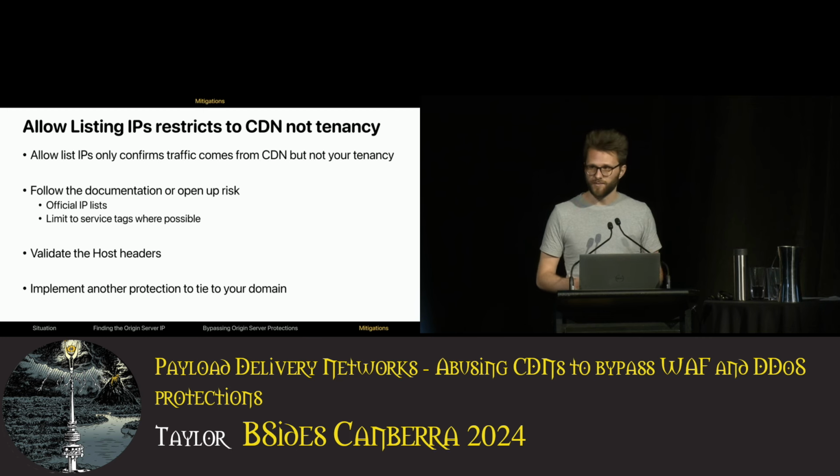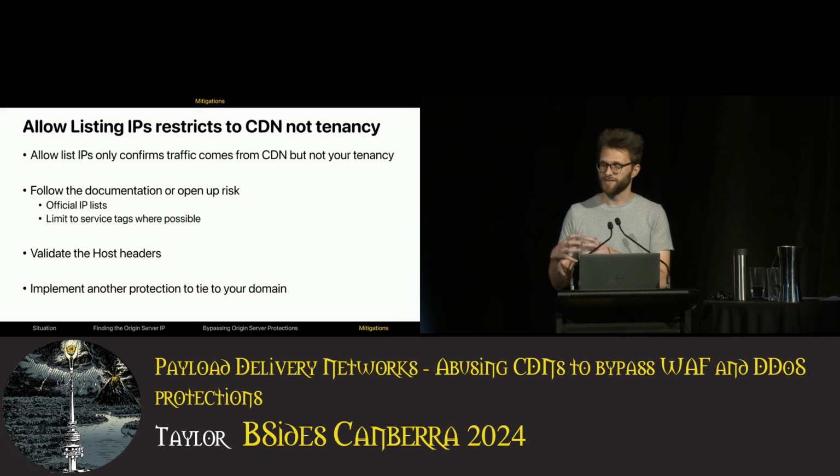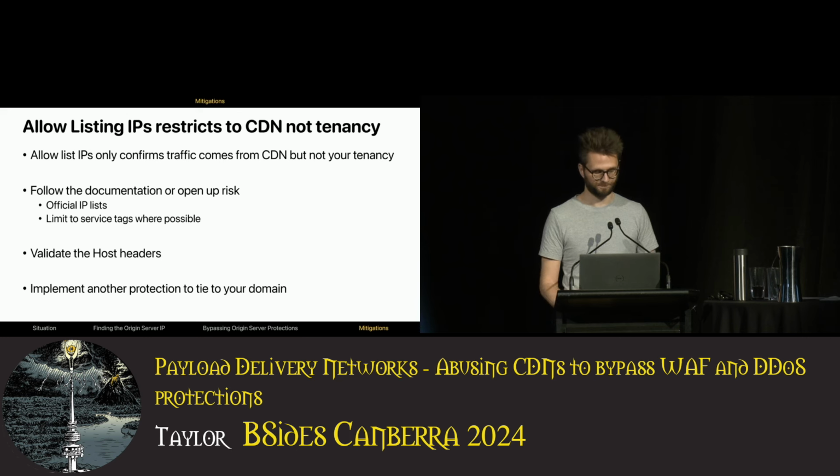Just follow the official IP list. If you're using something like Azure or AWS and they give you the service tags and say that IPs are only associated with CloudFront or Front Door or whatever it is, use that limited set of IPs so that you don't have the other services being able to talk to your origin server.